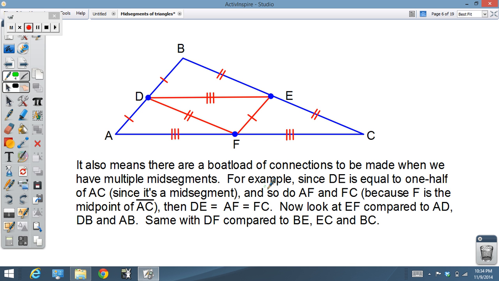Make sure we understand. Each of the midsegments is parallel to the side that it does not touch, and is also equal to 1/2 of the total length of that segment. I'm hoping that's making sense.